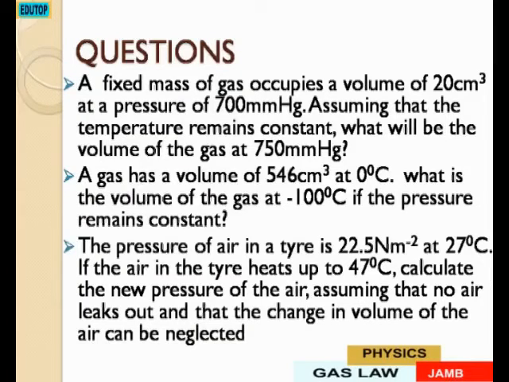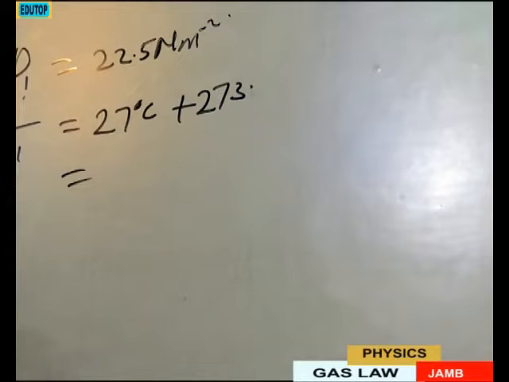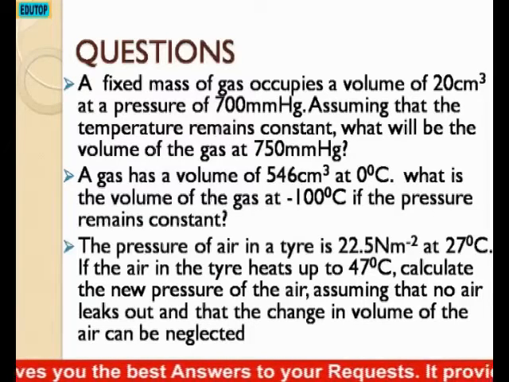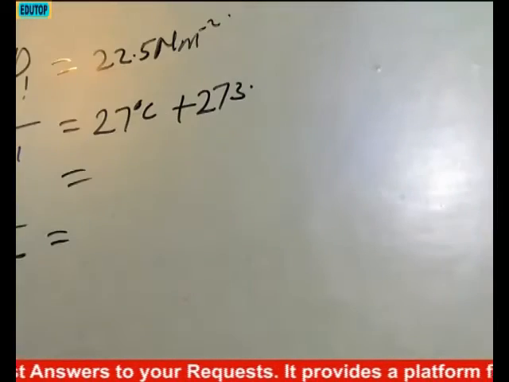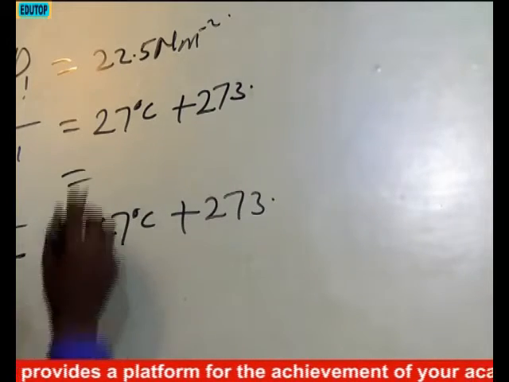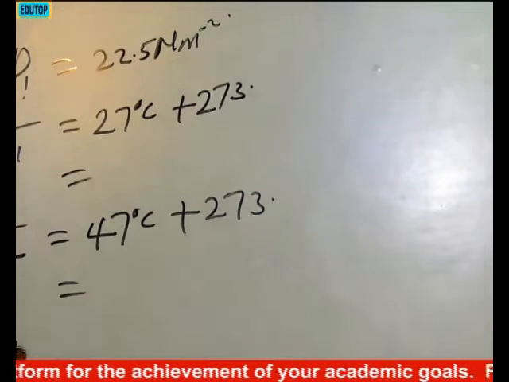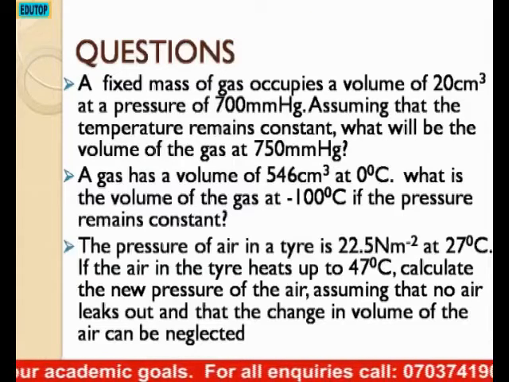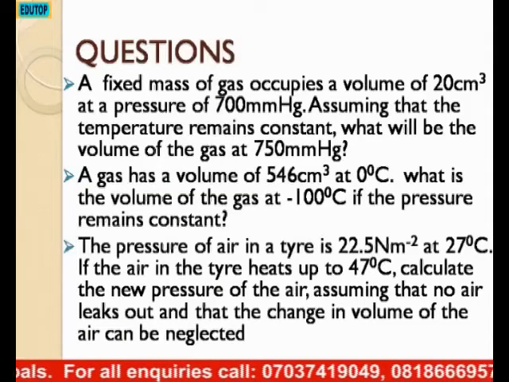Question number 3 says, the pressure of air in a tire is 22.5 Newton per meter squared. That's P1. The temperature T1 is 27 degrees Celsius, that's plus 273. And now we give you another value for your temperature. If the air in the tire heats up to 47 degrees Celsius, that's our T2, plus 273 to convert it to Kelvin. Calculate the new pressure, that's P2, of the air, assuming that no air leaks out and that the change in volume of the air can be neglected.